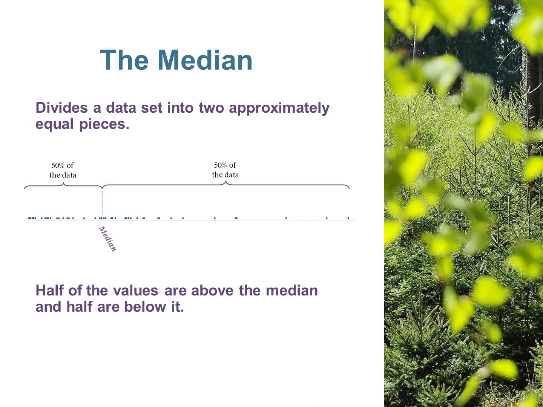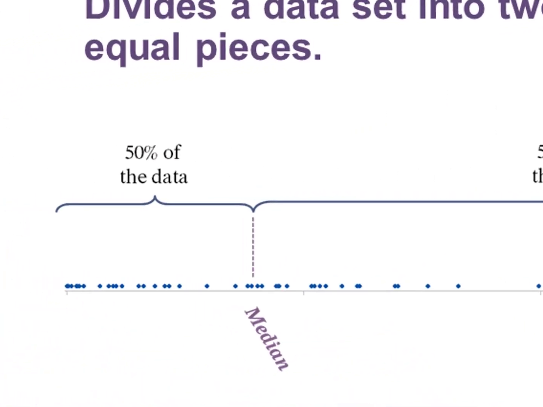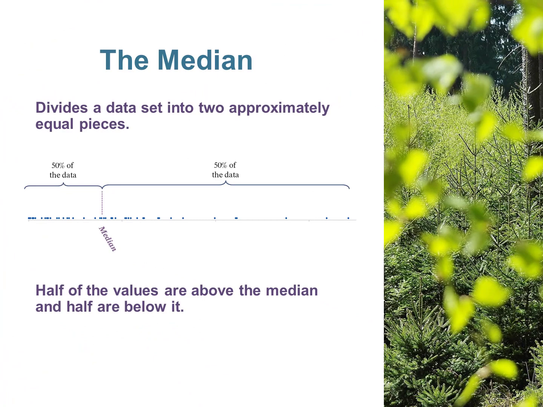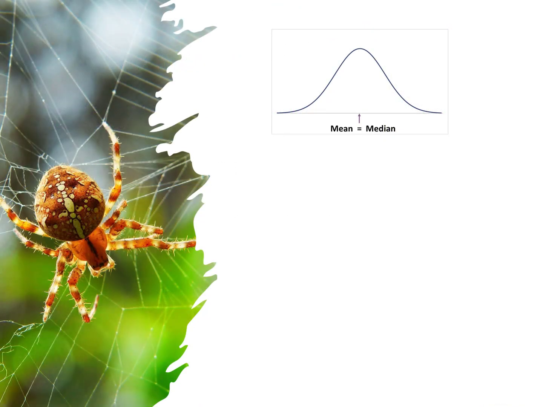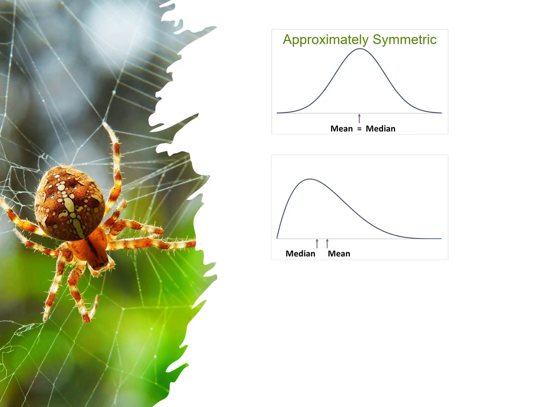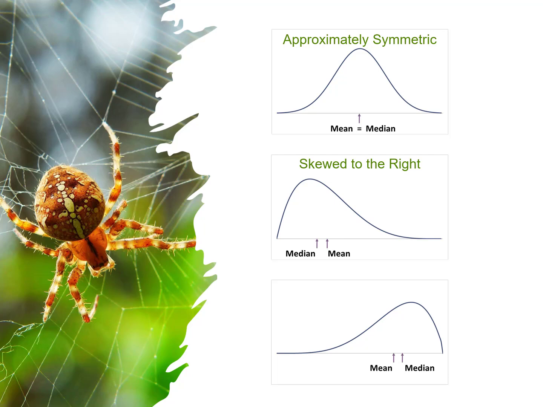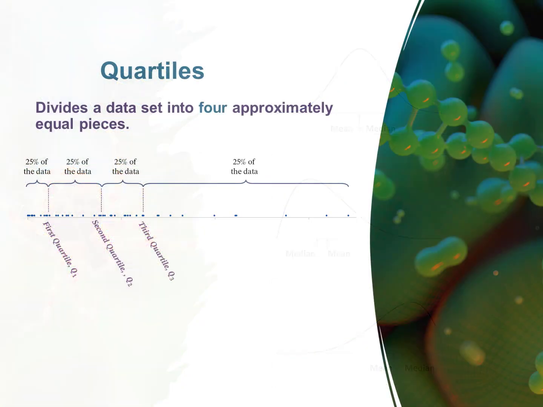The median is also a measure of center, but it measures the center in a different way. The median divides a dataset into approximately two equal pieces, so that half of the values are above the median and half are below it. When the mean and median of a dataset are approximately the same, we can generally expect that the dataset is approximately symmetric. If the mean is significantly greater than the median, this generally indicates that the dataset is skewed to the right. And if the mean is significantly less than the median, this generally indicates that the dataset is skewed to the left.